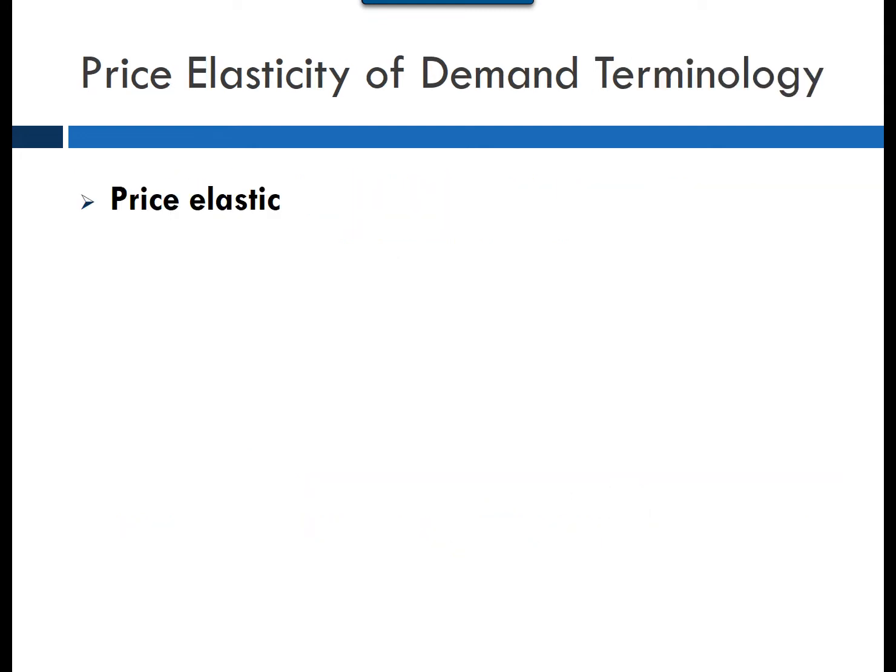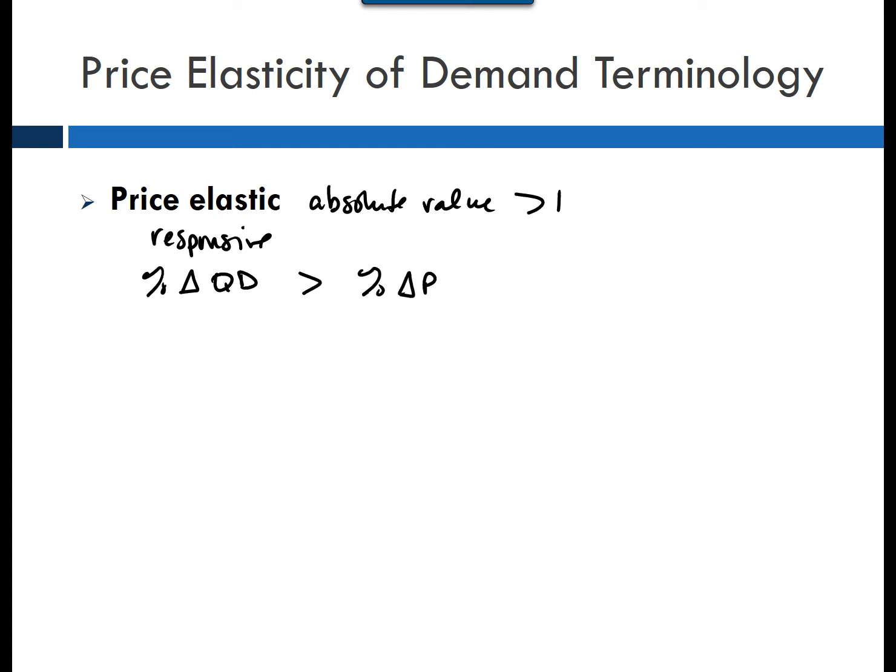So if the demand for the product is price elastic, that means the absolute value, that means we're ignoring the sign, is greater than 1, okay? That means this is responsive. And really, the bigger the number is, the more responsive it is. So when we see this, we see the percentage change in the quantity demanded is greater than the percentage change in the price. So we would see that in that one example, when we saw a 4% decrease in the quantity demanded when we had a 2% increase in the price, that would be elastic.